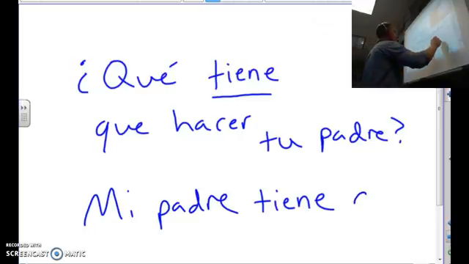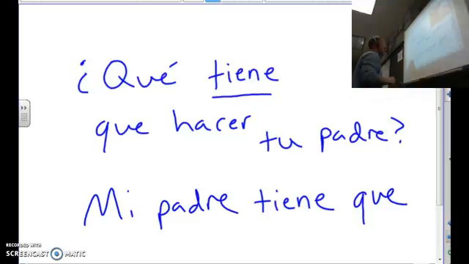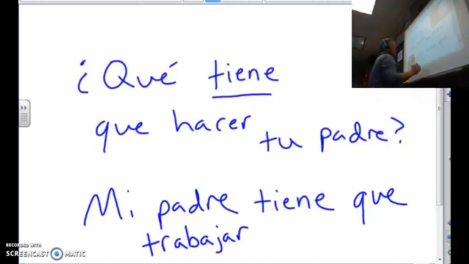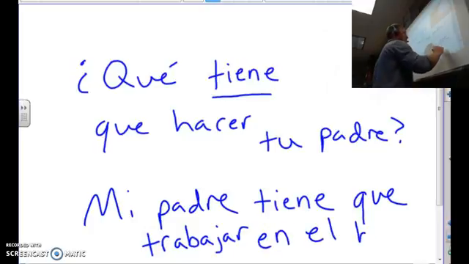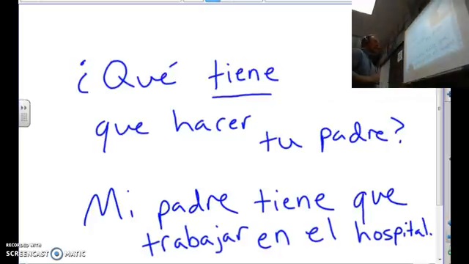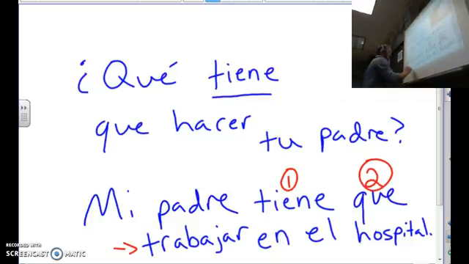Step 2. Write the word que. Mi padre tiene que. Assume he has to work, maybe. Mi padre tiene que trabajar. Maybe he works in the hospital. En el hospital. Same word, pronounced differently. Hospital. Mi padre tiene que trabajar en el hospital. So here's our step 1. We conjugated tener. Step 2, write the word que. Step 3, give me an infinitive.